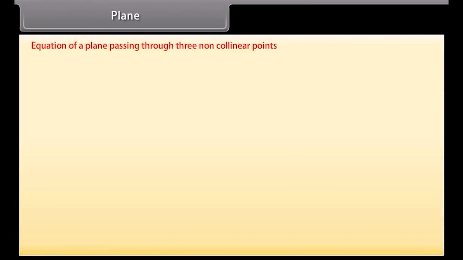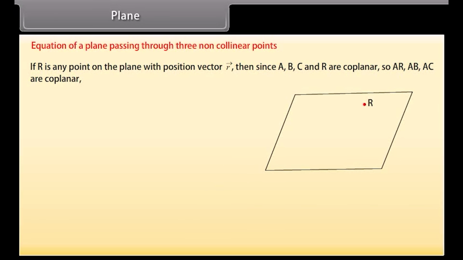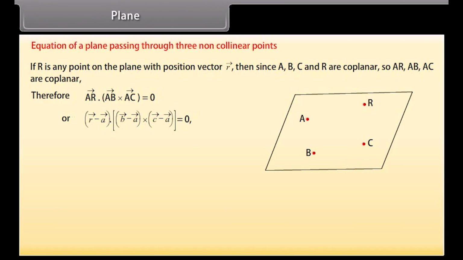Equation of a plane passing through three non-collinear points. If R is any point on the plane with position vector R, then since A, B, C, and R are coplanar, AR, AB, AC are coplanar. Therefore, dot product of vector AR and cross product of vector AB and vector AC equals 0, or dot product of vector R minus vector A and cross product of vector B minus vector A and vector C minus vector A equals 0.